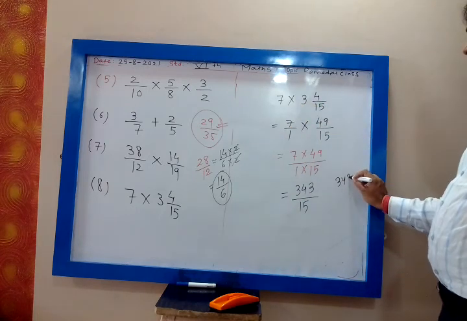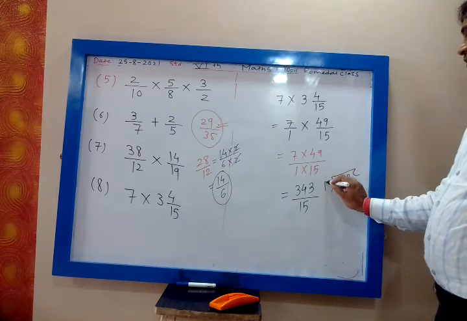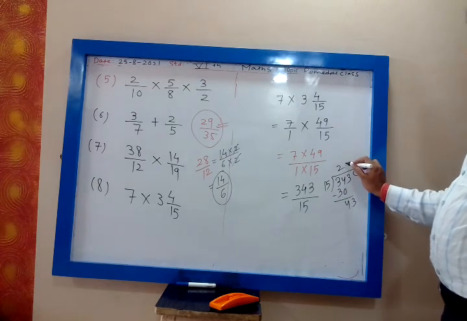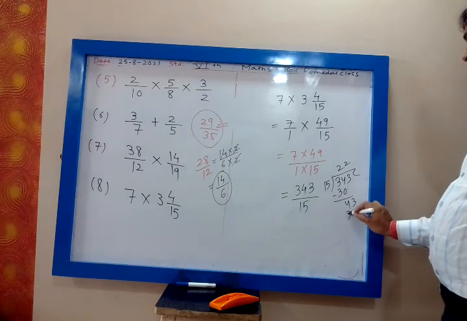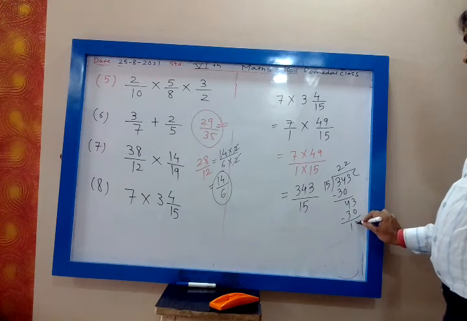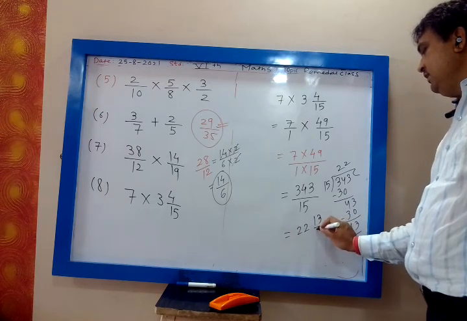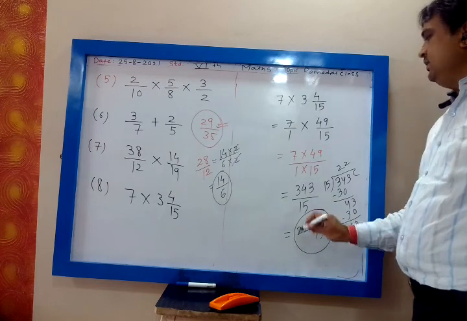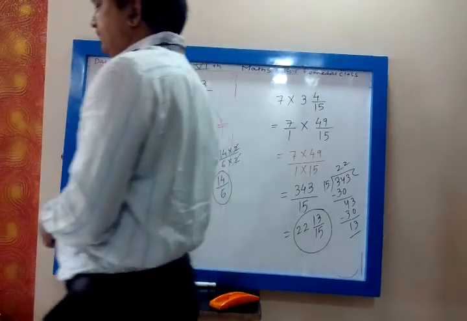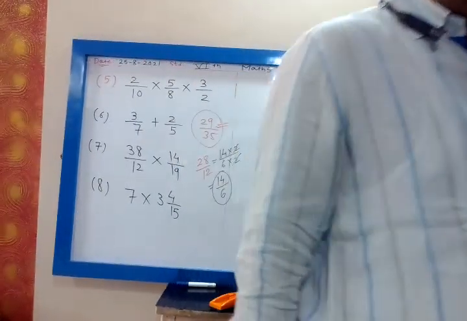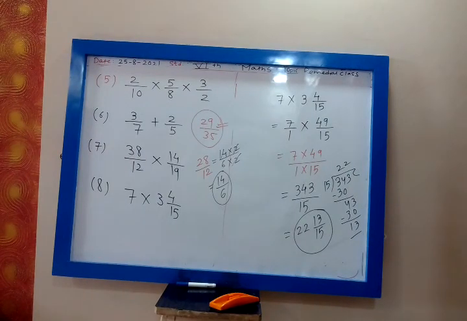So 343 you have to divide by 15. 15 twos are 30, then it is 43. 15 twos are 30, then it is 13. Yes, 22, 13 upon 15. Yes, very good. 22, 13 upon 15 is the correct answer. Okay, so now we stop here. We will see next period remedial class division of two fractions.